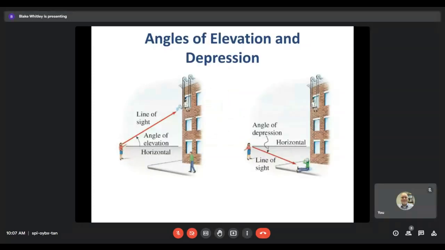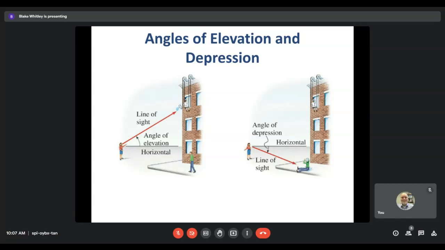All right, now angles of elevation and depression. Whenever you're measuring an angle of elevation or an angle of depression, you're always measuring from horizontal. So think like the horizon where the sun rises, right? Okay, that's going to be our horizontal line. So an angle of elevation is going to be measured from horizontal looking up at some object, right?